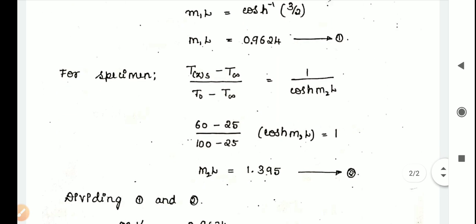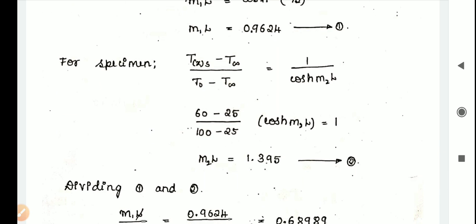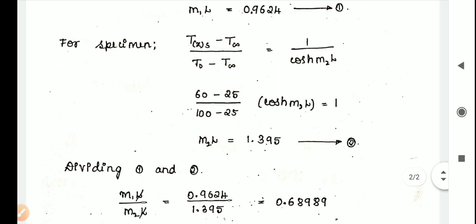Now consider for a specimen rod, same formula, (Tx minus T infinity) divided by (T naught minus T infinity), which is equals to 1 divided by cosh m2L, right? So here substitute all the values, that is 60 minus 25 divided by 100 minus 25 into cosh m2 into L, which is equals to 1. So m2L is equals to 1.395, put it as equation 2.